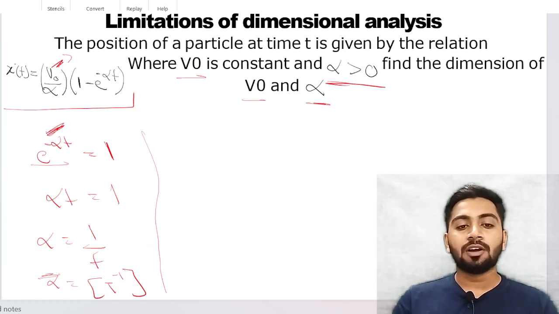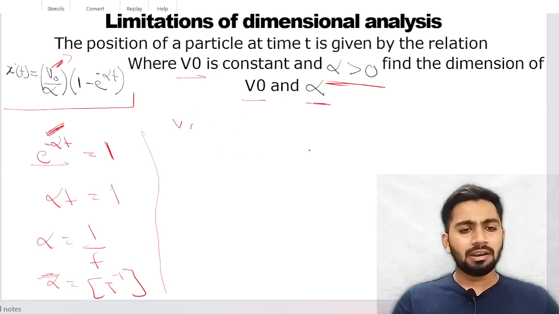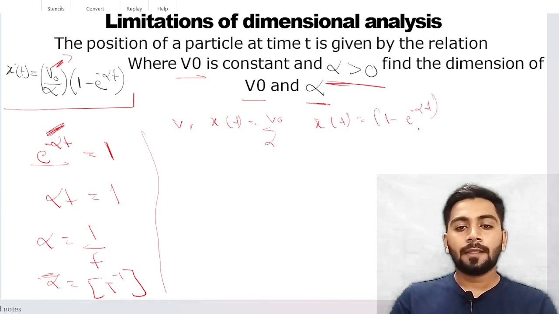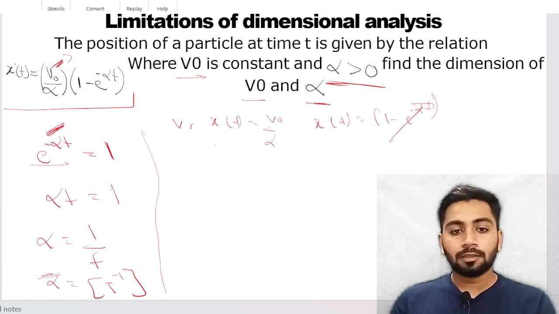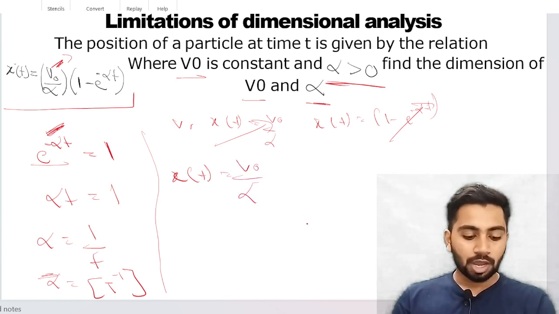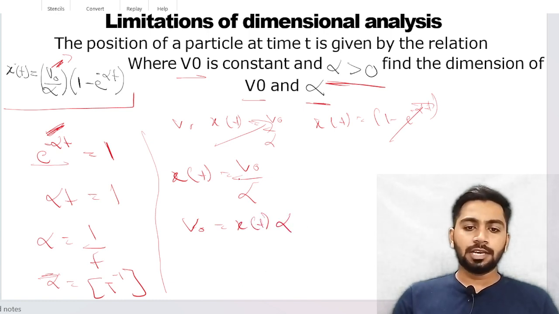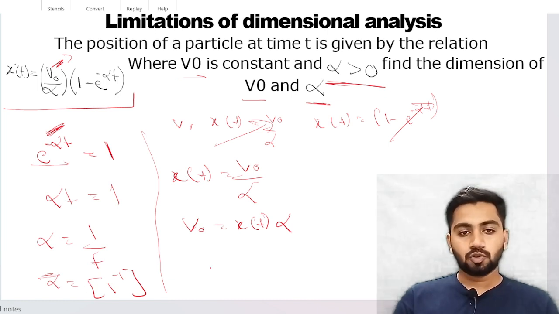Now we want the dimension of V naught. So simple. This one is equal to this, and again this one is equal to this. Now we're done with that. We have this value, which means we can use this to calculate your V naught value. V naught is equal to, I can write like this, x of t times alpha. Yes, I can write it, just cross multiply. Fine. Super.